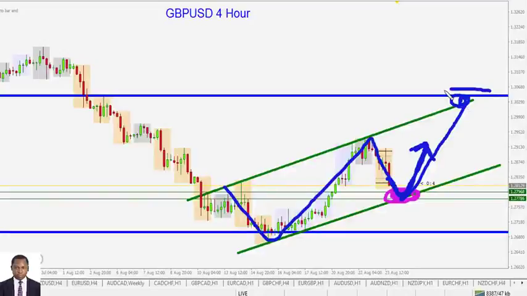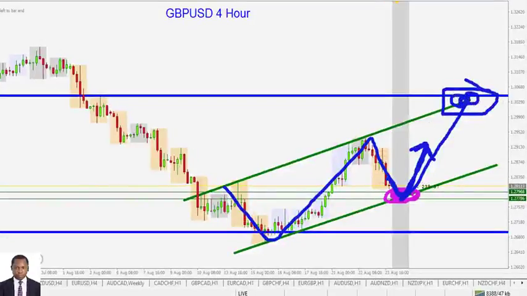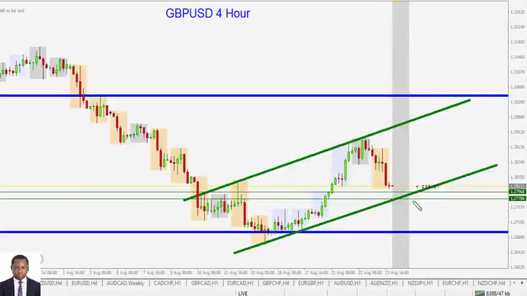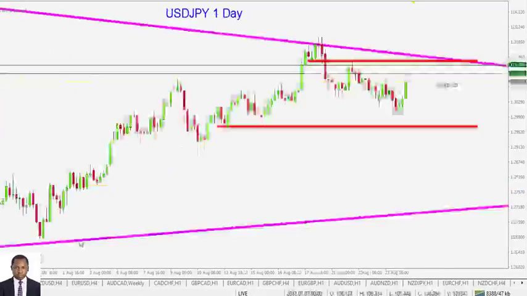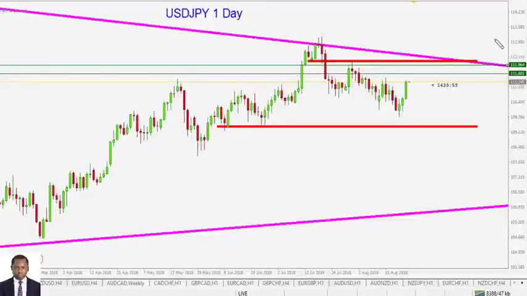Don't be surprised to see price get up to that area. All right, so give it some time. We'll be following price here for tomorrow to see the type of price action we are going to have. Okay, the next one and the last one is the American dollar against the Japanese yen.